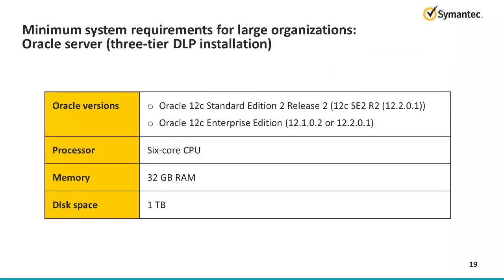The system requirements in this section are tailored to large organizations, which Symantec defines as organizations with more than 10,000 employees and more than 40 megabits per second of network traffic, which typically requires more robust policies for detection. Symantec recommends using the three-tier installation option for deploying Symantec DLP in large organizations, meaning Oracle will be on its own dedicated server. The minimum system requirements for the Oracle installation in a three-tier environment are outlined in this table.